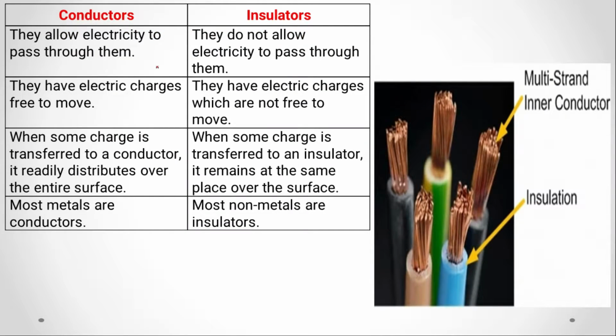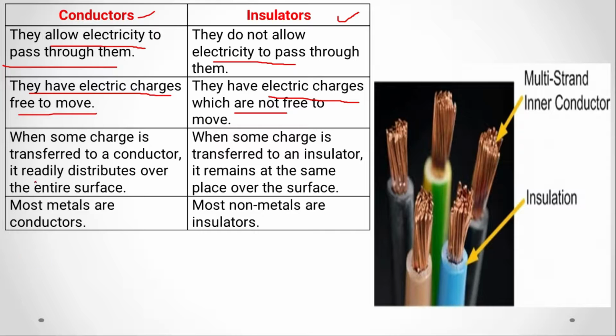So before going into the chapter, one should know the difference between conductor and insulator. Hope everyone knows, but let's recall that a conductor allows electric current to pass through it, but an insulator does not allow electric current to pass through it. A conductor has electric charges free to move, but in the case of an insulator, electric charges are not free to move.